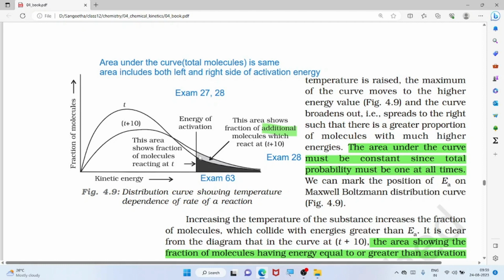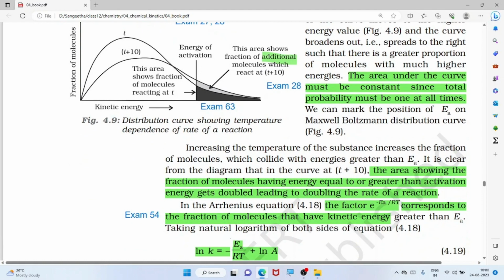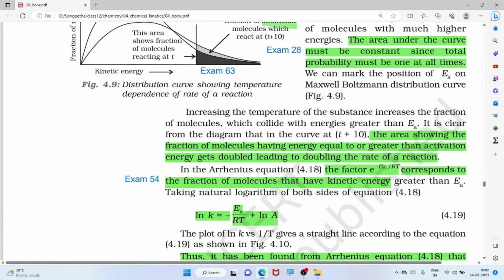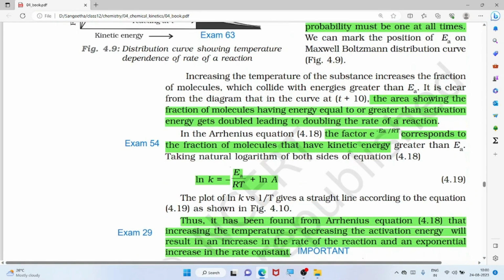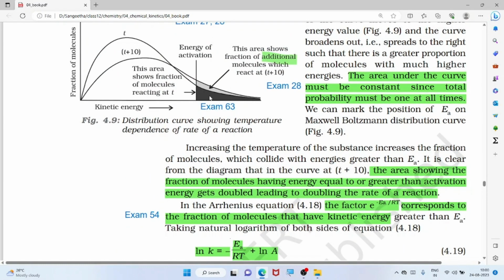This is T plus 10. Here you see this area is more than this area, the fraction of additional molecules. The area under the curve must be constant for both temperatures. The factor in the Arrhenius equation represents the fraction of molecules that have this area. This is the activation energy.